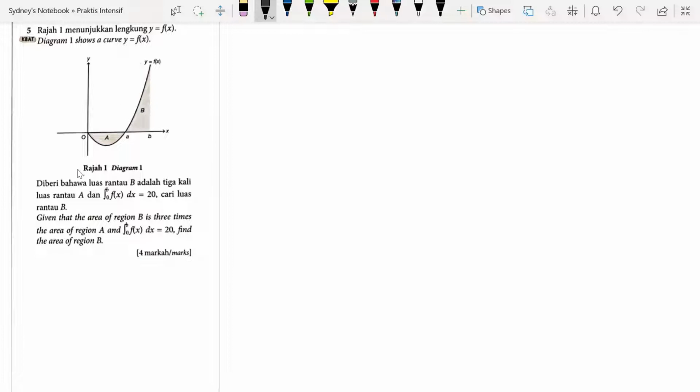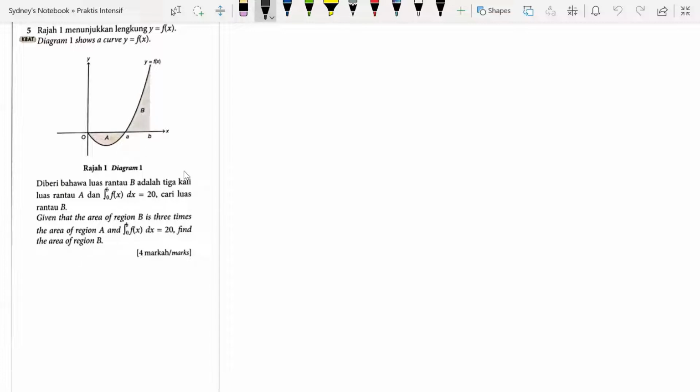And in this question, we see there is a curve, y equals f(x), given. And given that the area of region B is 3 times the area of region A, and if we integrate from 0 to b, we get 20. So we have to find the area of region B.